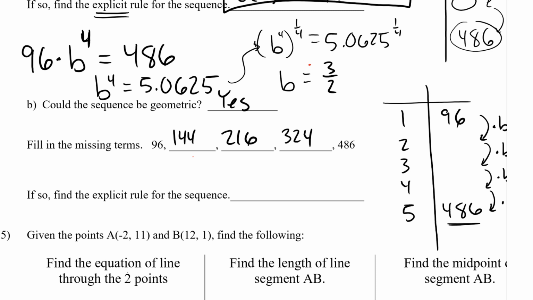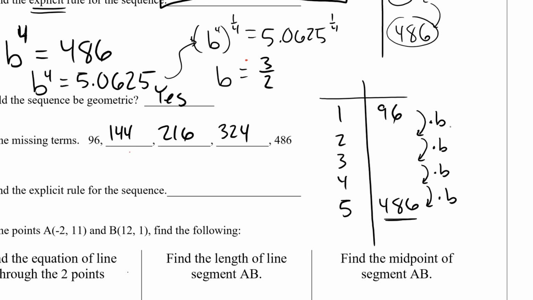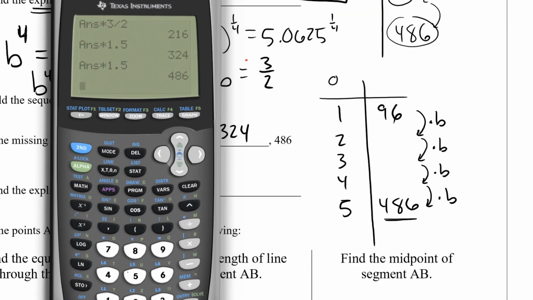Now the final and the most difficult question is, what's the explicit rule for that? So I need to know the 0th term. And if I'm finding new terms by multiplying by 3/2, I'm going to have to divide by 3/2 to get the 0th term. So let's write down the 0th term here. I'm going to take my 96, and instead of multiplying by 1.5, I'm going to divide by 3/2, and I get a value of 64. So my 0th term is 64.